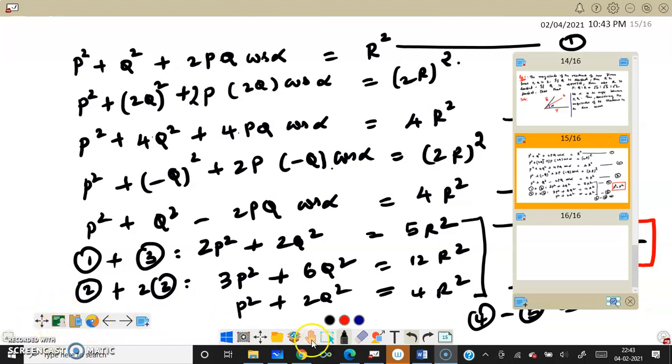So what we have seen in the previous class is p square plus 2q square equal to 4r square. If you subtract 4 and 5, what will you get? You will get p square equal to r square. Then you can substitute p square equal to r square, and you will get the value of q square also. Right, we'll go to the next one.